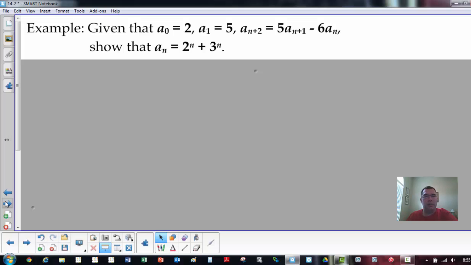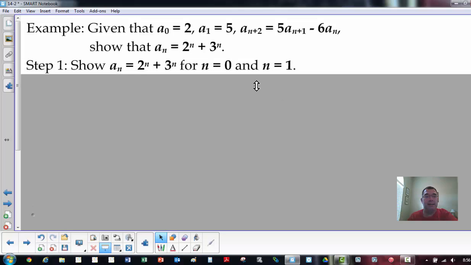This is a recurrence relation, which we are going to talk about later in the chapter, but we are assuming that there is a sequence of a's, and the 0th term is 2, the first term is 5, and every other term after that is based on the terms that come before it. So the n plus second term is equal to 5 times the n plus first term minus 6 times the nth term. And we are going to show in general that the nth term is actually 2 to the n plus 3 to the n. Okay, so let's do that.